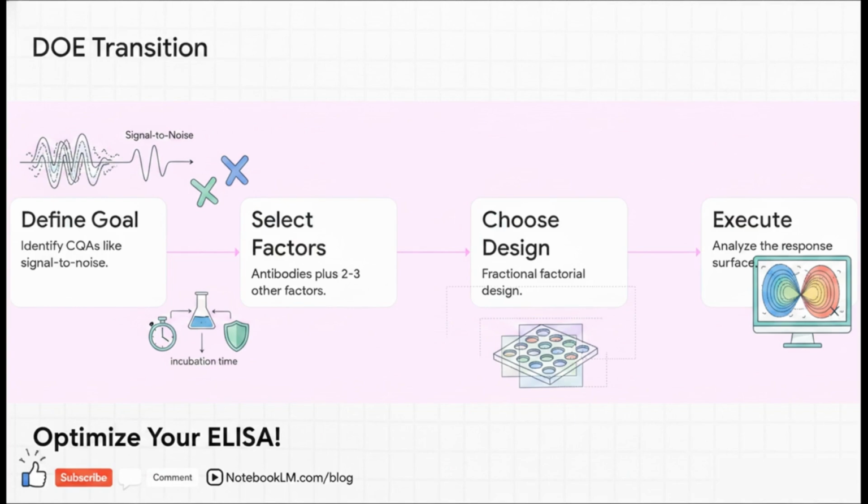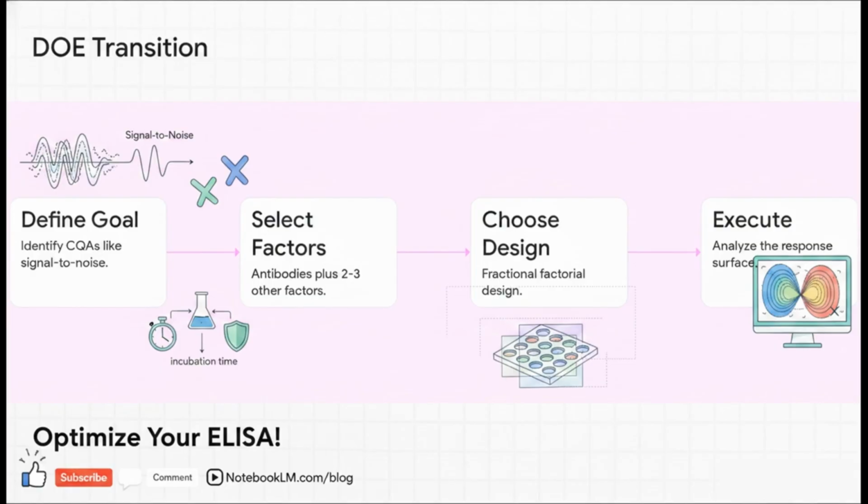Step 2. Select your factors. You'll obviously include your capture and detection antibodies, but you'll also want to add 2 to 3 other suspected critical factors, like a blocker or incubation time. Step 3. Choose a design. If you're testing 4 to 5 factors, setting up a fractional factorial design or a custom definitive screening design works incredibly well.